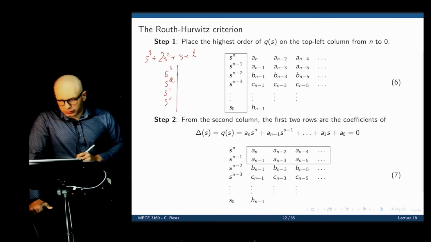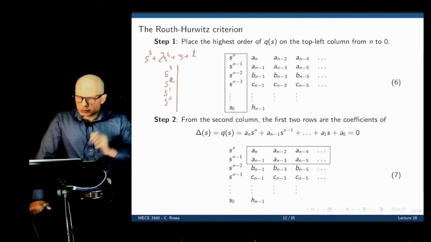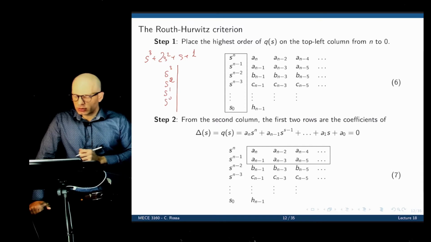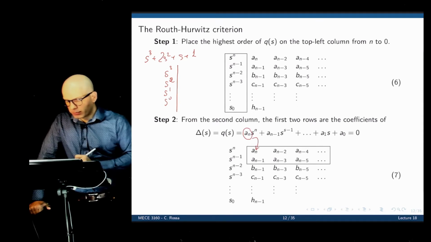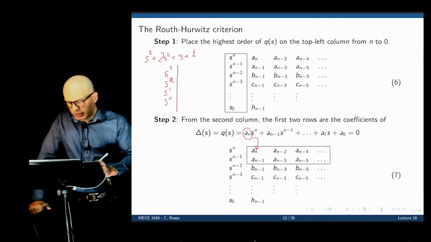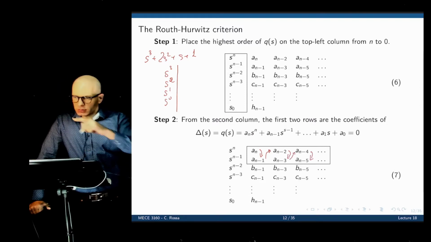Easy. Now, once this is completed, we need to fill out the first two lines in this matrix. These two lines will take the coefficients of the transfer function. The first one, the highest coefficient, goes there. The second one, which multiplies s to the power of n minus 1, goes there. The other one goes here, the other one goes there, and so on. So you see this up and down pattern: highest coefficient, and then just decrease the power of s, and you go up and down.